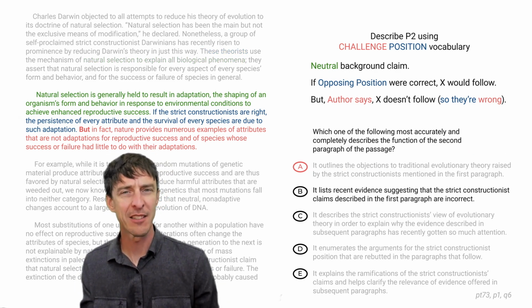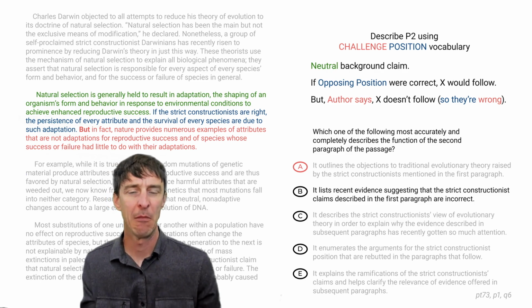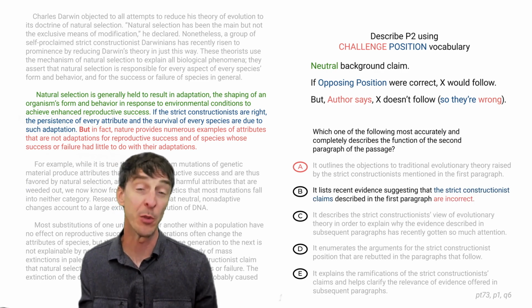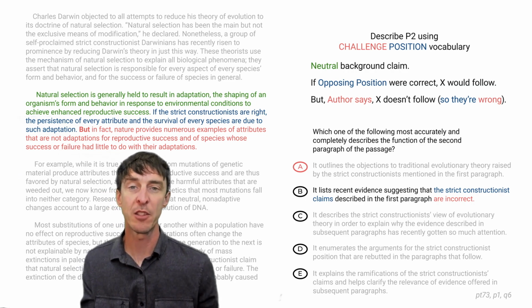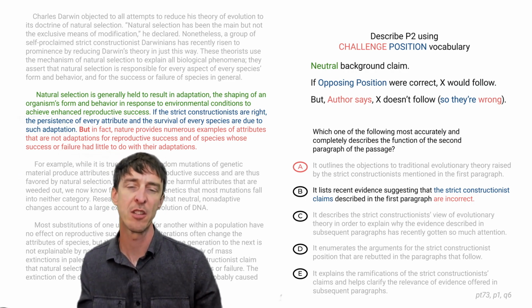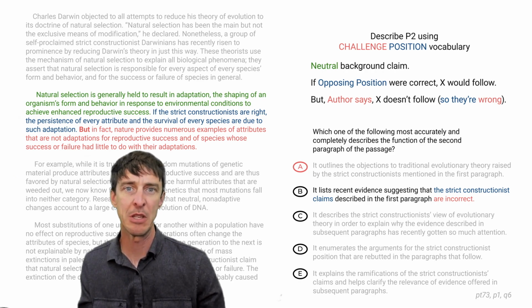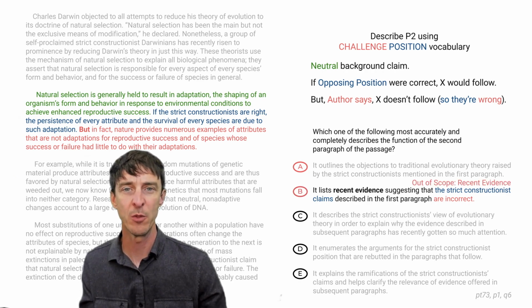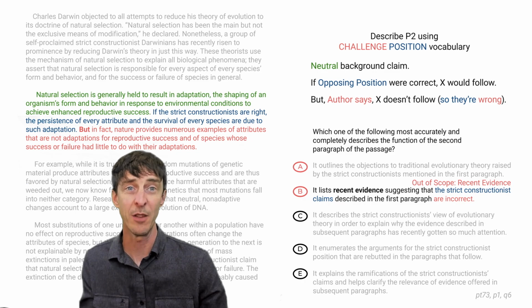B says it lists recent evidence. There's no recent evidence in paragraph 2 at all. The back end of B looks good because yes, we are going to ultimately show that the strict constructionists are incorrect, but there's nothing in the content of paragraph 2 that would match up with recent evidence.